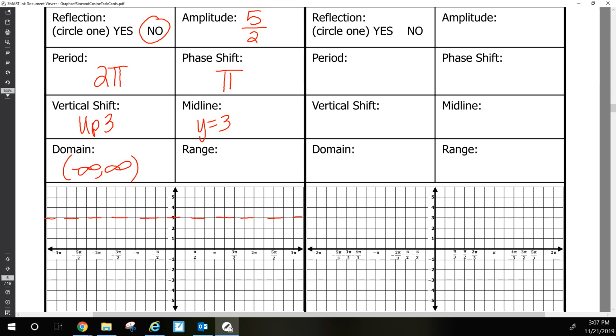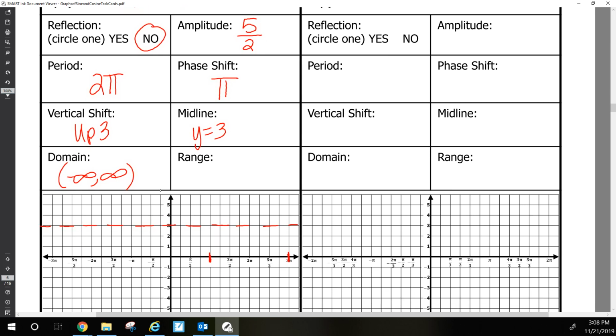Our phase shift is pi to the right, so instead of starting here and ending at 2 pi, we are going to start at pi and end at 3 pi. We're shifting everything to the right pi. Our period is still 2 pi. See anything else special? No reflection. And this is a sine graph.